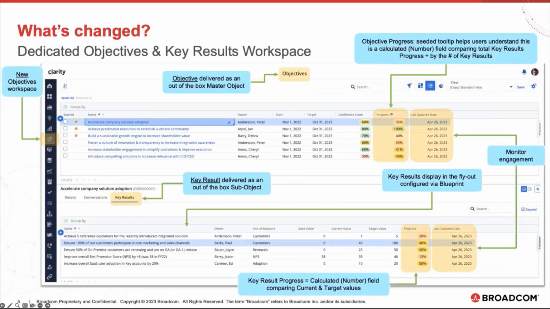Objective is now an out-of-the-box master object. I also want to point out that the objective progress field ships with a seeded tooltip to help users understand. This is a calculated field comparing total key results progress divided by the number of key results. In addition, key results is delivered as an out-of-the-box sub-object. And I want to call your attention that key results also ships with the progress field, which is a calculated field as well, comparing current and target values. The last updated date field is available for both objective and key results and helps to monitor engagement.